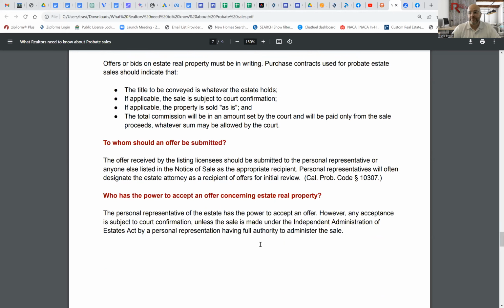To whom should the offer be submitted? So you're on the buyer side now, you have an offer, where do you send it? The offer received by the listing licensee should be submitted to the personal representatives or anyone else listed in the notice of sale as the appropriate recipient. Personal representatives will often designate the estate attorney as a recipient of offers for initial review. So if you're on the buyer side, submit it to the listing agent. If you are a listing agent, catch up with the attorney and see if they're going to be handling the offers as they come in, or if you should be dealing with the personal representative or not.